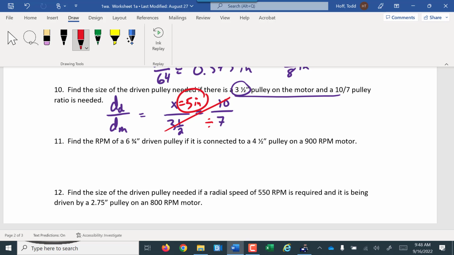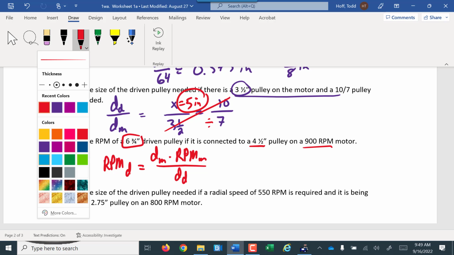Find the RPM of a 6 3/4 inch driven pulley if it is connected to a 4.5 inch pulley going at 900 RPMs. Now again, your book gives you this formula that says the RPM of the driven pulley equals the diameter of the motor pulley times the RPM of the motor pulley over the diameter of the driven pulley.